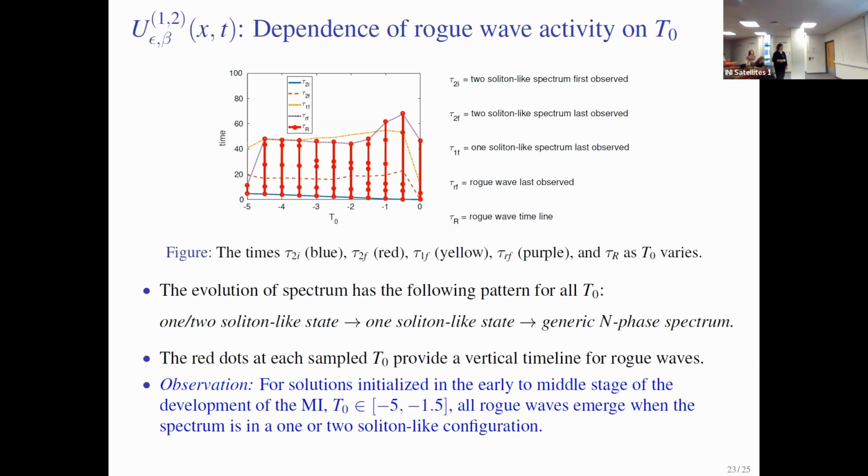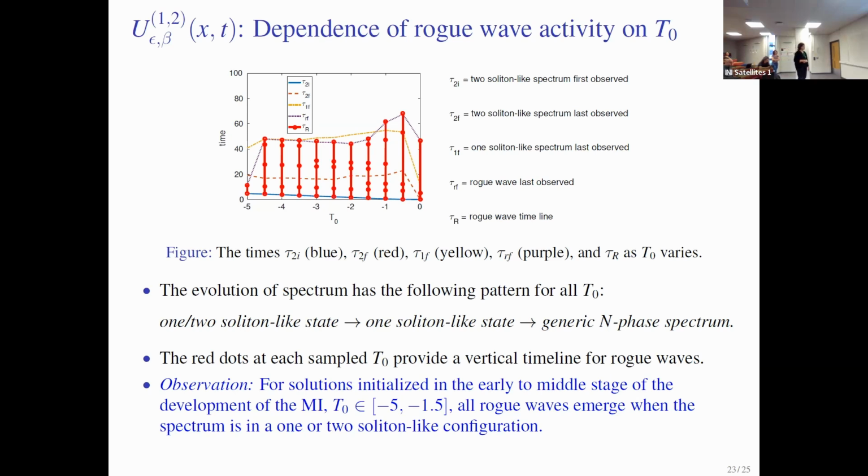In this plot, the blue curve is indicating the time that a two soliton-like state first appears. The red dashed line is indicating the last time a two soliton-like spectrum is observed. The yellow is the last time a one soliton-like state spectrum is observed, and the purple is the last time you have a rogue wave.